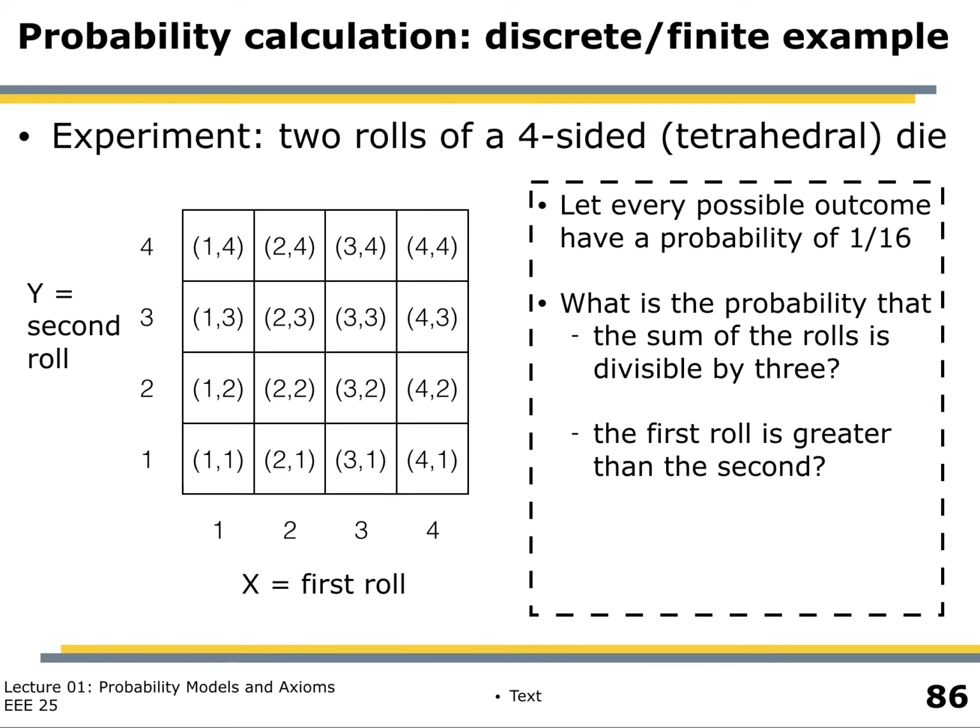Now, for practice, I want you to answer these two probability questions on the same experiment. I want you to find out the probability that the sum of the rows is divisible by 3, and the probability that the first row is greater than the second. So it might take you a bit more time, but not too much for you to answer these questions. But I'm sure if you follow how we solved the previous examples, you'll get this right away. So that is for a sample space with a discrete and finite number of possible outcomes.